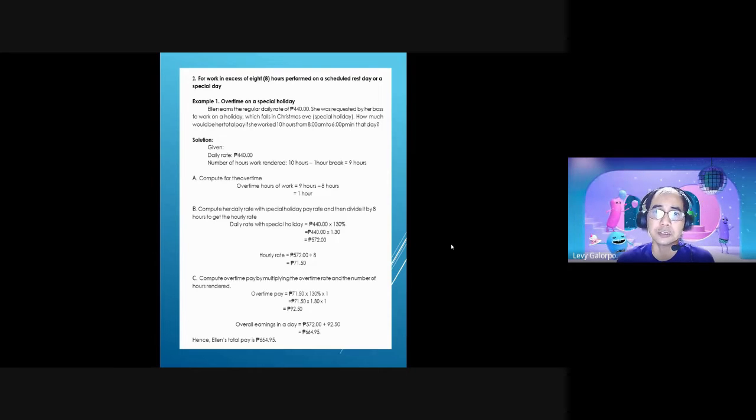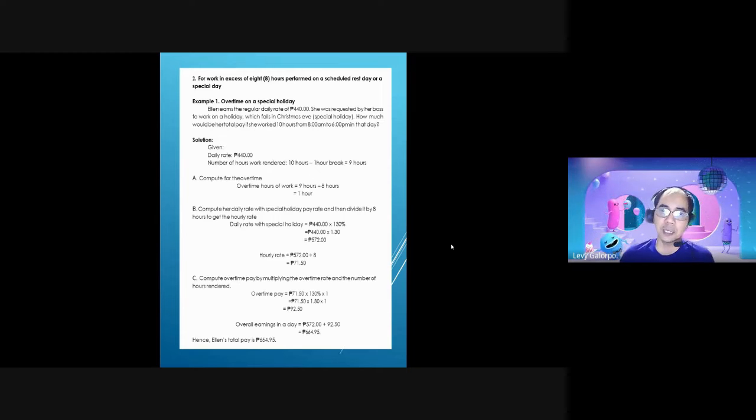So, for work in excess of 8 hours performed on a scheduled rest day or a special day. Overtime on a special day: Ellen earns the regular daily rate of 440. She was requested by her boss to work on a holiday which falls on Christmas Eve, which is a special holiday. How much would be her total pay if she worked 10 hours from 8 a.m. to 6 p.m.? So, ang given dito, daily rate ay 440 pesos. Number of hours work rendered, 10 hours, minus natin yung 1 hour na lunch break. It is equals to 9 hours.